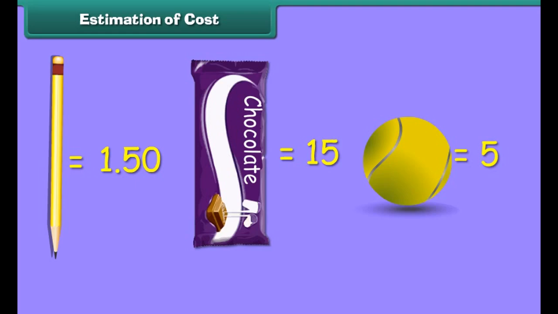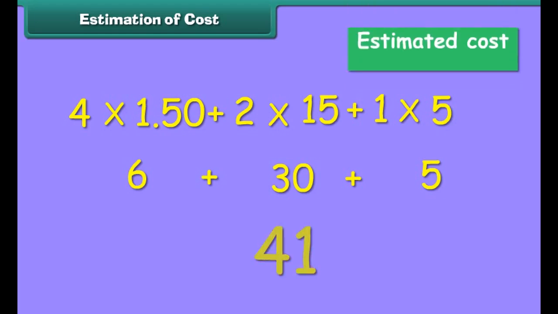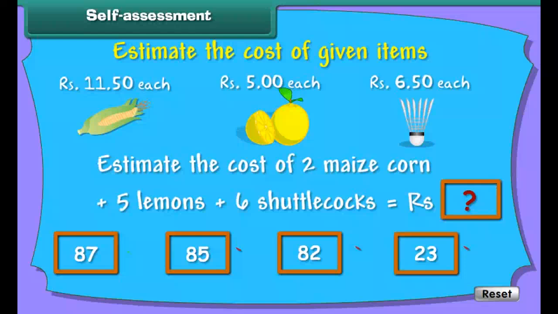Thus, we have total cost which is equal to 4 into 1.50 plus 2 into 15 plus 1 into 5. This is equal to 6 plus 30 plus 5 rupees, which amounts to rupees 41. Thus, this is estimated cost. Estimate the cost of given items.